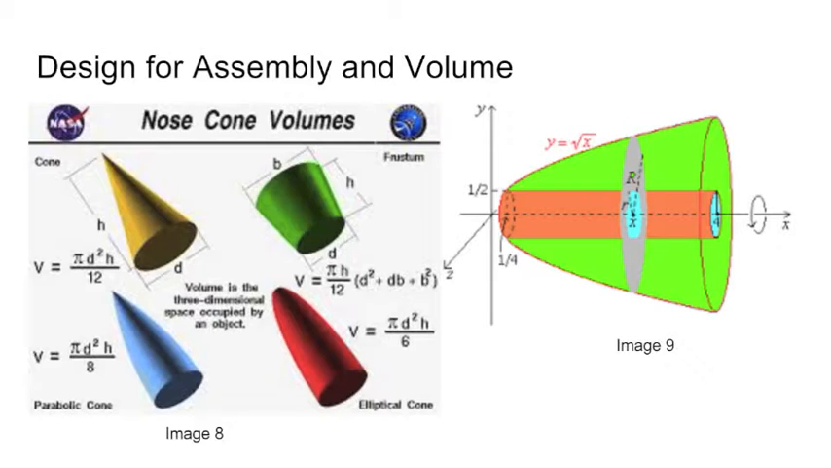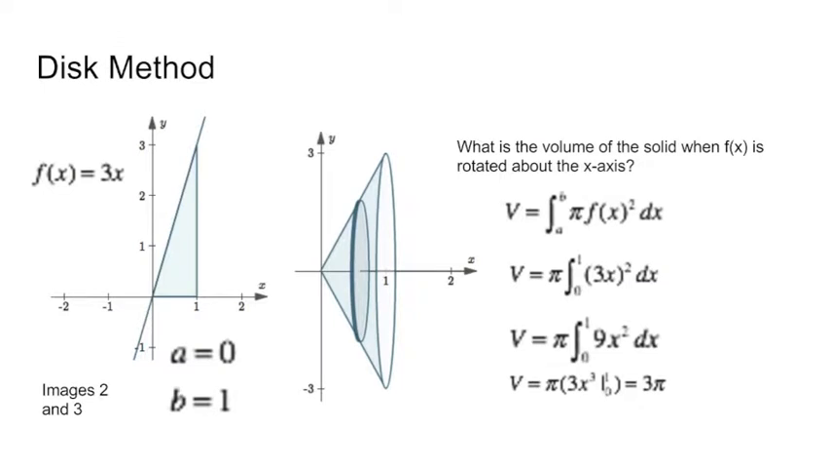Whether manufacturers calculate it by hand or use computer software, knowing the volumes of the irregularly shaped products is key to optimizing assembly. As review, how is the volume calculated? To do this, we use the equation volume equals pi times the antiderivative of the function squared for the interval from a to b. In this sample problem, the function is f of x equals 3x, and the interval is x equals 0 to x equals 1.